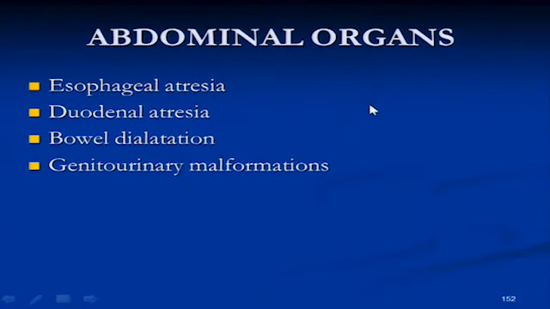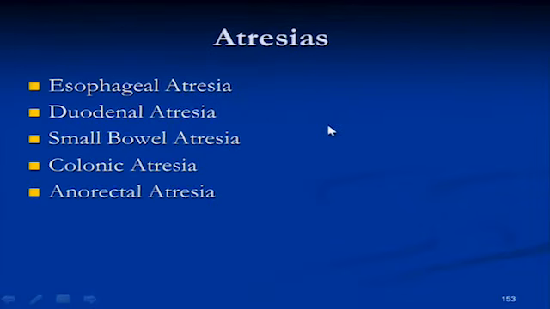So we finished with the abdominal wall. Okay, when we talk about the abdomen, there is abdominal wall and abdominal organs. And the organs inside will be either bowel, esophagus, duodenum is part of the bowel, or kidneys and genitourinary tract. Let's talk about atresia first.